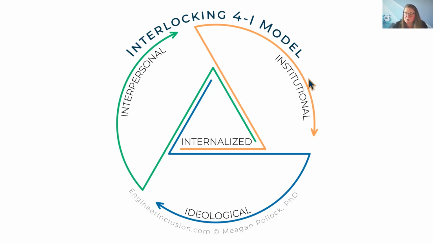The third source of external power and privilege or oppression is institutional. And it refers to how these ideologies are embedded in the policies, practices, and structures of organizations. Think about the hiring processes, workplace norms, or educational policies that seem neutral, but actually favor certain groups over others. For example, a promotion process that values assertiveness over collaboration might unintentionally exclude those from more collective-oriented cultures.